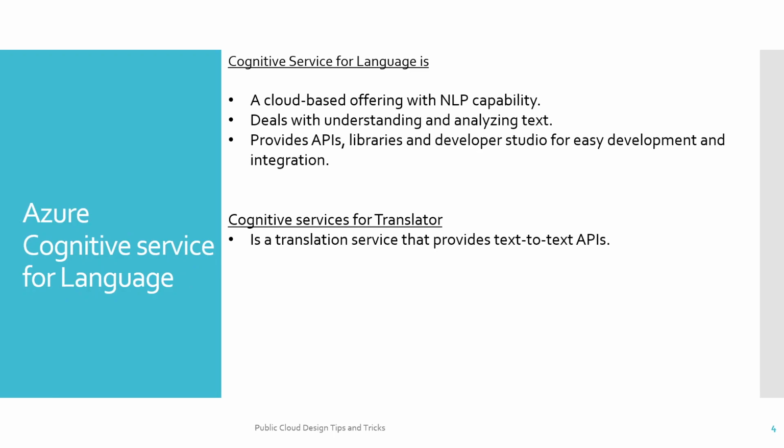Now coming to what is Azure Cognitive Service for language: it is a cloud-based offering with NLP capability, and it deals with understanding and analyzing text. It provides APIs, libraries, and developer studio to the developer for easy development and integration. And what is translator service again? It is a translation service that provides text to text APIs. So that is how you can define cognitive service for translator.